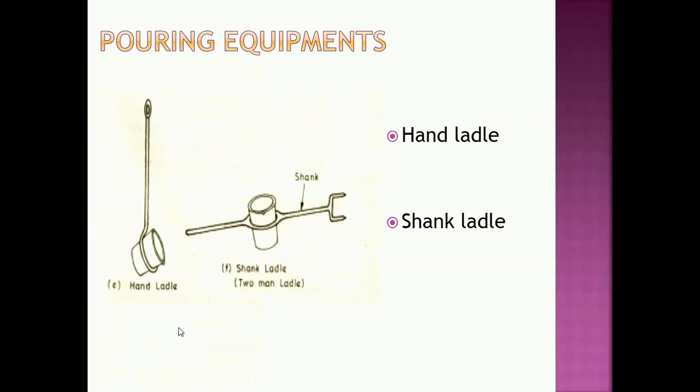Now these are some of the pouring equipments. Again, the hand ladle. This hand ladle is operated by a single person, and this is a shank ladle. This shank ladle has more capacity as compared to the hand ladle, and it is operated by two persons or two workers. These are the small capacity ladles used for actual pouring inside the mold cavity, hand ladle and shank ladle.